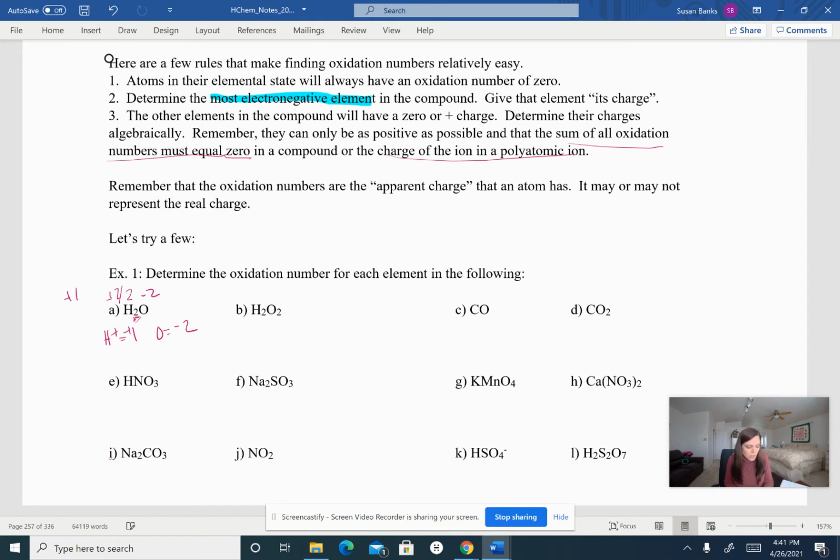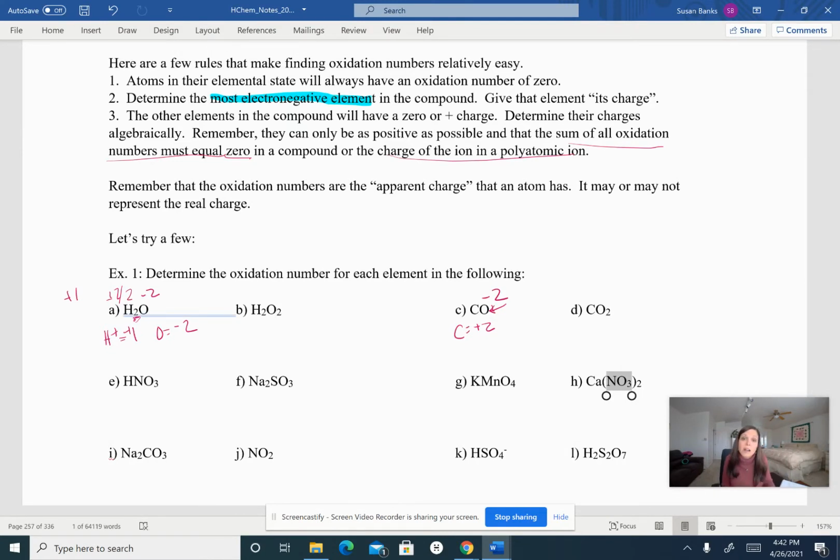So let's go on to carbon monoxide. Once again, we're going to start with the most electronegative element, and that happens to be oxygen. Oxygen's a -2. So what does the carbon have to be to get it to all add up to 0? What plus -2 is 0? So hopefully you have the carbon being a +2 and the oxygen being a -2.